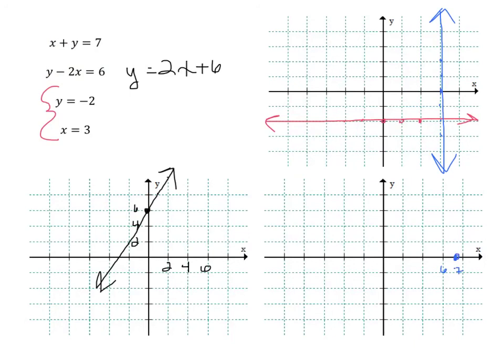I can do the same thing on the y-intercept. I just set x equal to 0. Y is equal to 7 when x is 0. So if this is 6, we'll call that one here 7. So this line connects these 2 points.